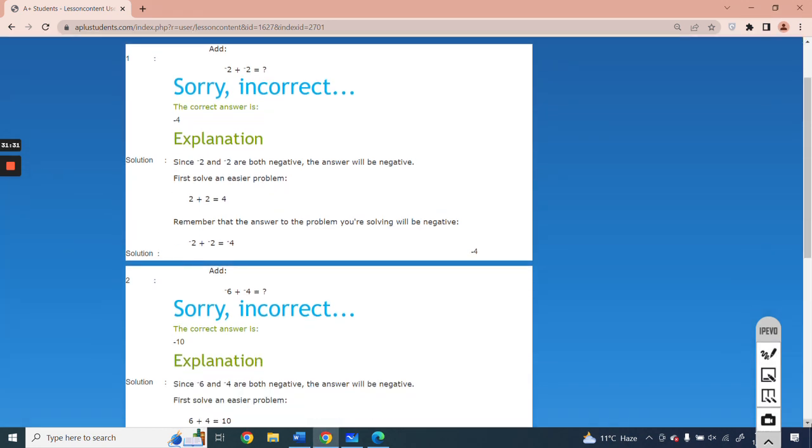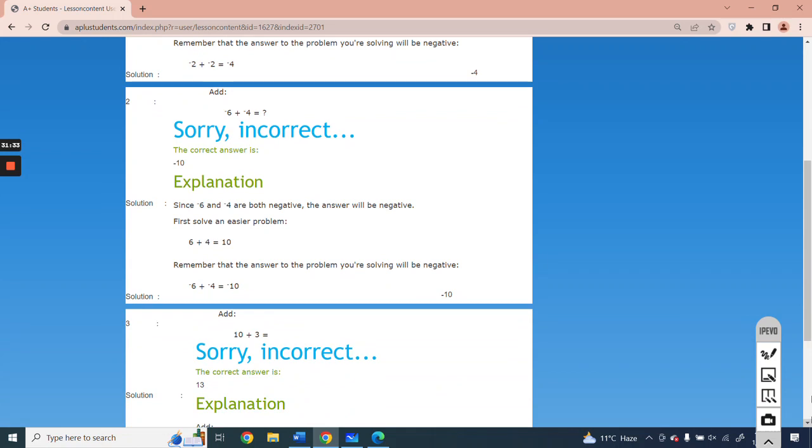The next one is -6 plus -4. Again, you are adding two negative numbers. You have to add them and you have to put a negative sign with them. So -6 and -4 is -10. Got it? Okay, then here you have 10 plus 3. So 10 plus 3 is 13. Got it? 10 plus 3 is 13.